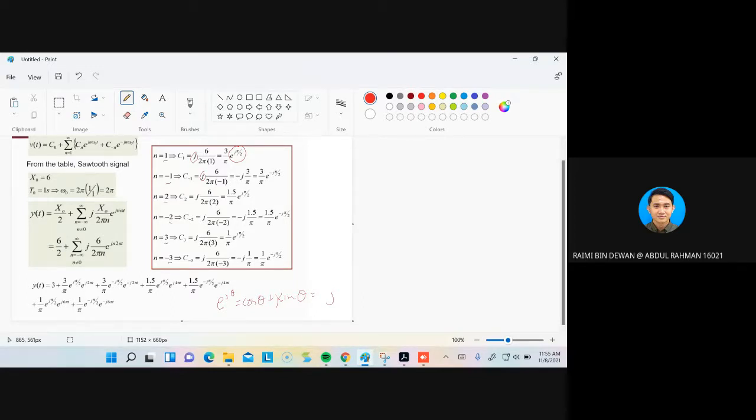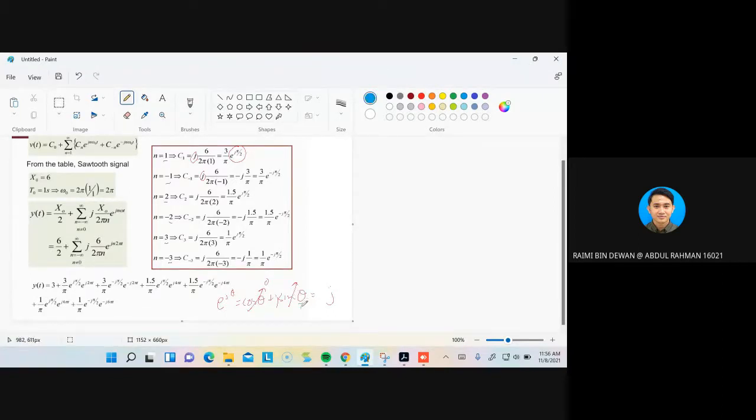So how do we get j? This one needs to be 0, am I correct? This one needs to be 1. So what theta actually results in sine theta equal to 1? It is pi over 2, am I correct?